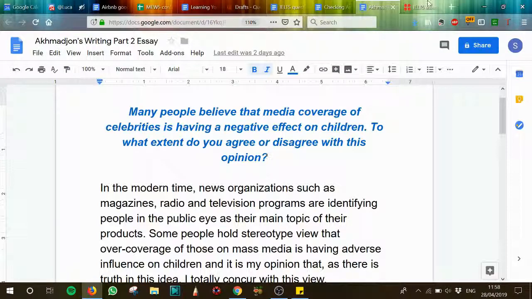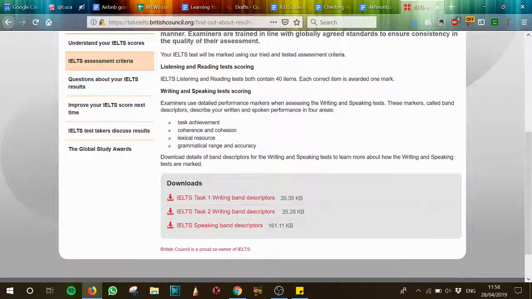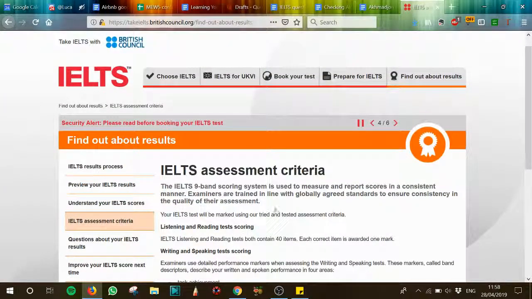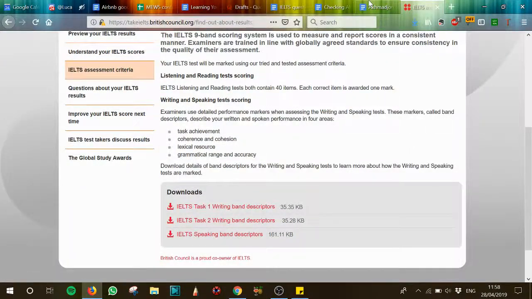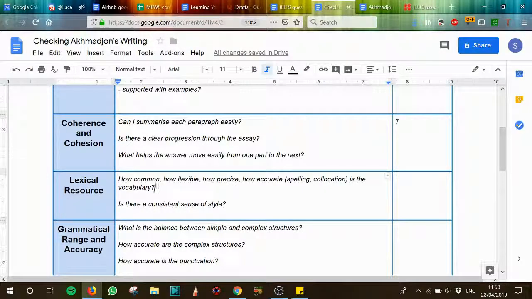You will also need to use the IELTS Task 2 Writing band descriptors, which you can get from the official IELTS website. So let's have a look at what the examiner is thinking when they're checking your lexical resource. This is all about your vocabulary, and they want to know how common, how flexible, how precise, and how accurate your vocabulary is. They also want to know about your sense of style.